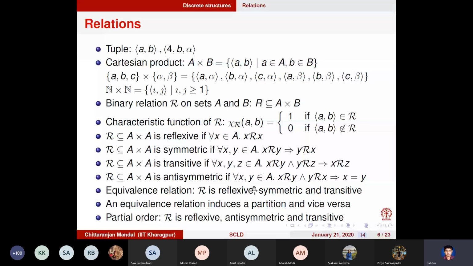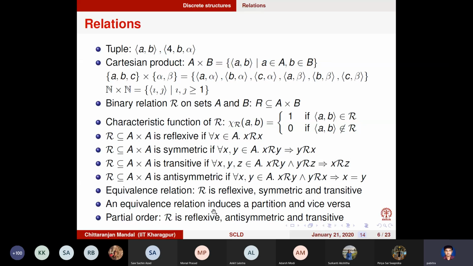Let me now write down the definitions that I am looking for. Equivalence relation: a relation R is an equivalence relation if it is reflexive, symmetric, and transitive. A partial order, I am defining a new type of relation. A relation R is a partial order if it is reflexive and transitive, just as an equivalence relation, but you replace the symmetric property by the anti-symmetric property. One property I've talked about is that an equivalence relation always induces a partition, and vice versa. A partition also induces an equivalence relation.